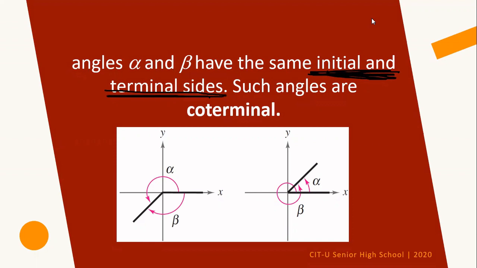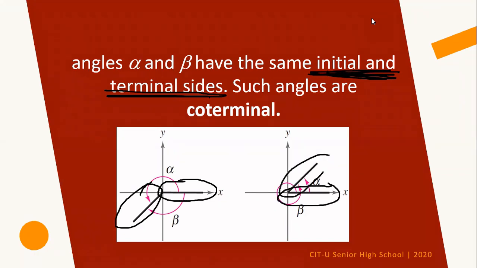Notice angle alpha and angle beta on your screen. Their initial side is this one, and their terminal side is this. Vertex at (0, 0). Same goes for the other angle. Initial side here on the x-axis, and your terminal side is in quadrant 1. They share the same initial and terminal side, which makes us consider them coterminal angles.